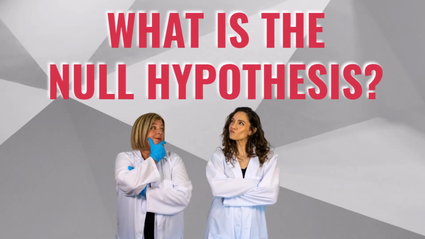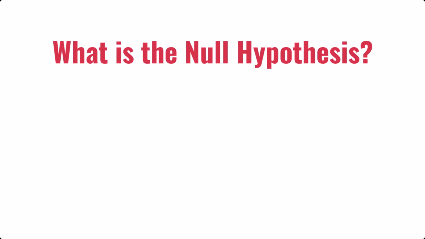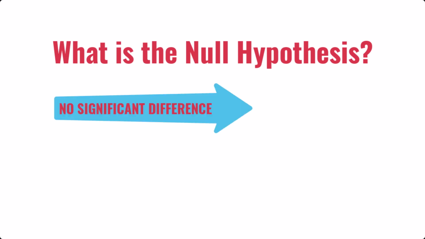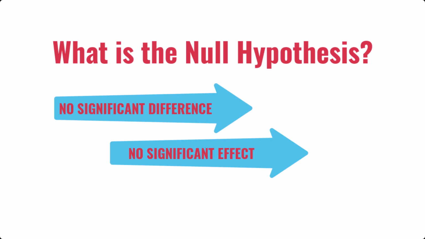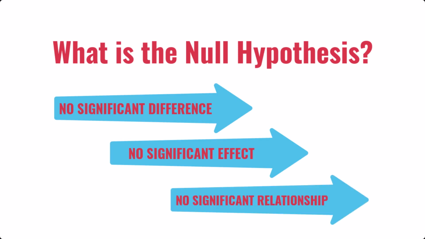The null hypothesis is a fundamental concept in statistical hypothesis testing. It's a statement that suggests there is no significant difference, effect, or relationship between the variables being studied. In other words, it assumes that any observed differences or effects are due to random chance or sampling error rather than a true relationship. In simple terms, the null suggests that there is nothing significant going on.